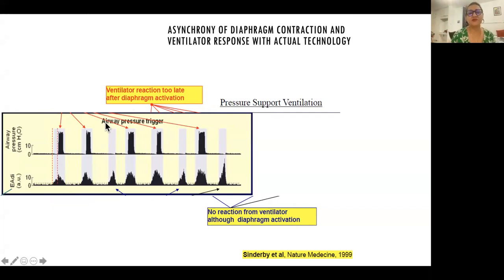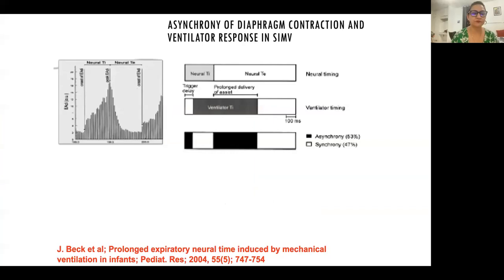Another thing which happens is that sometimes there is diaphragm activation happening, but the ventilator is not giving any kind of reaction. So either there is a delay or there is no reaction. Both of them are causing asynchrony between the baby's diaphragmatic activity and the ventilator.